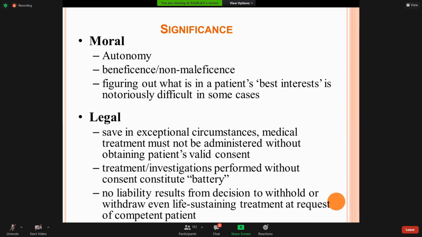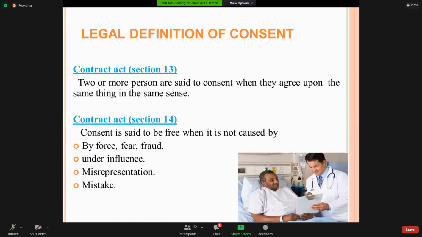No liability results from the decision to withhold or withdraw even life sustaining treatment at the request of a competent patient. Legal definitions of consent come from the Contract Act. As per the law of Pakistan, we have these two sections, on which grounds patients usually plead or go to court. Two or more persons are said to consent when they agree upon the same thing in the same sense. The doctor-patient relationship is built upon this contract act.